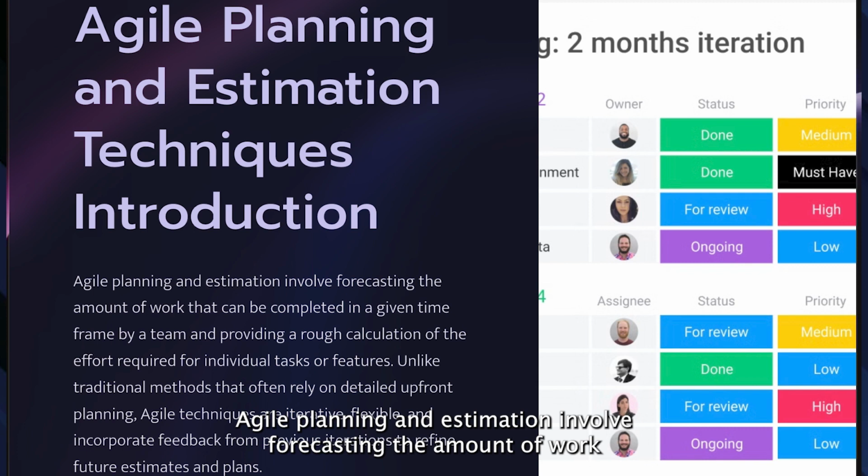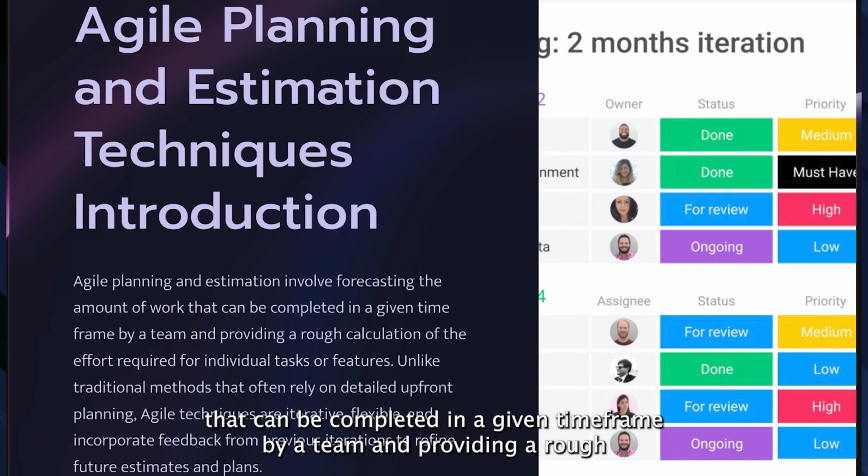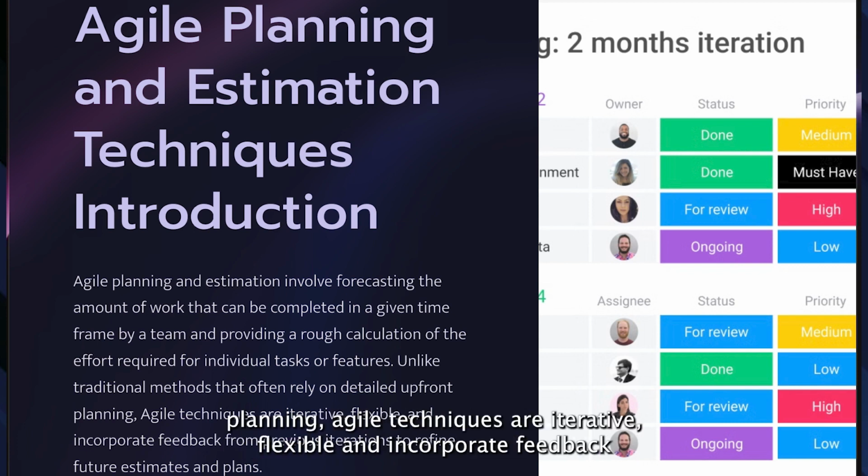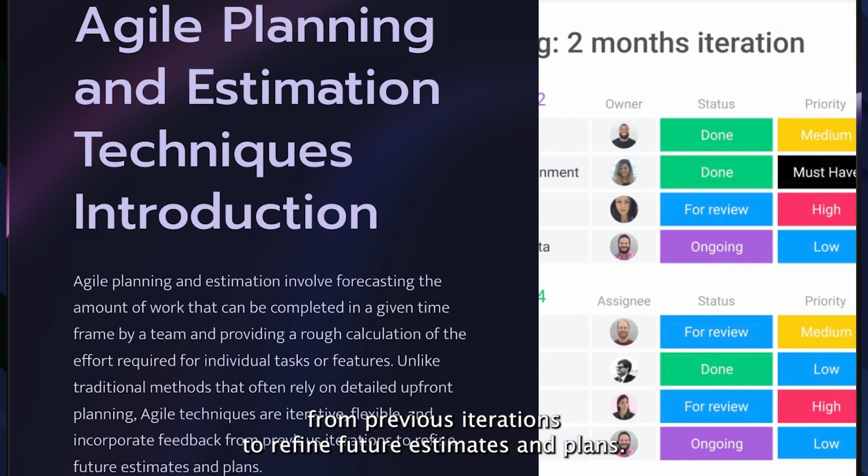Agile planning and estimation involve forecasting the amount of work that can be completed in a given time frame by a team and providing a rough calculation of the effort required for individual tasks or features. Unlike traditional methods that often rely on detailed upfront planning, Agile techniques are iterative, flexible, and incorporate feedback from previous iterations to refine future estimates and plans.